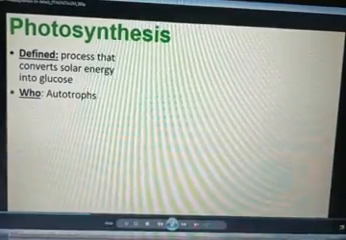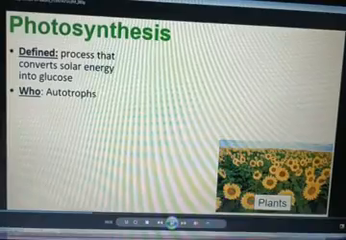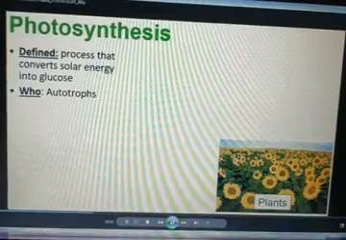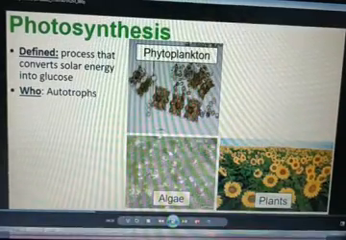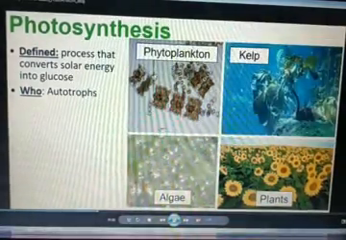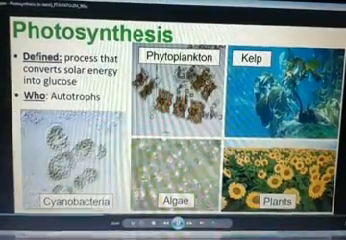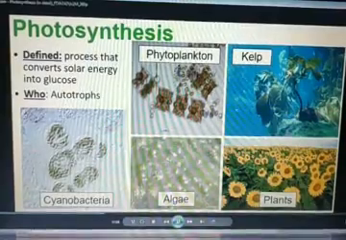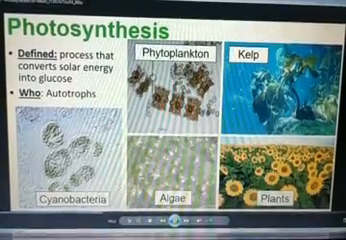Now, who performs photosynthesis? These are the autotrophs. We typically think of the plants, but they are not the only ones. There are algae, phytoplankton, and kelps, which are the brown algae underwater, and even some bacteria like cyanobacteria. They are the photosynthetic ones.